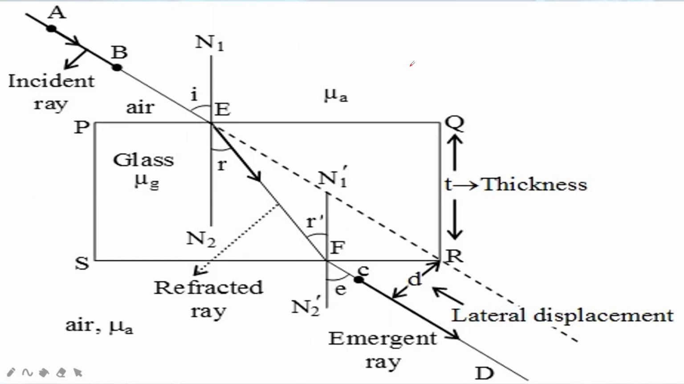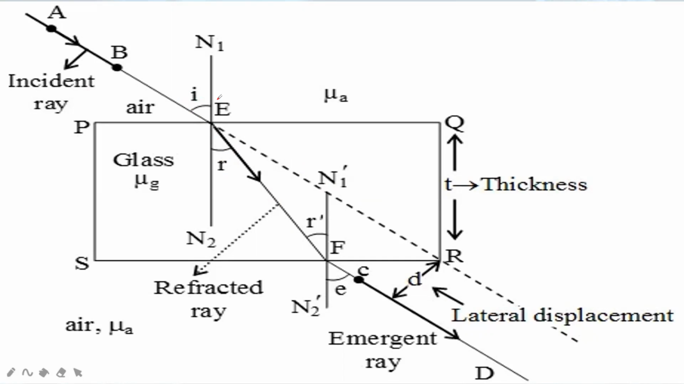That means air is the rare medium. It has less density. Glass has more density. So when the ray of light goes from air to glass, it will move towards the normal. You can see this EF. This is the refracted ray and it has moved towards the normal. Suppose if this glass slab was not there, the ray would have gone like this, straight. But it has moved towards the normal because it is present in glass.